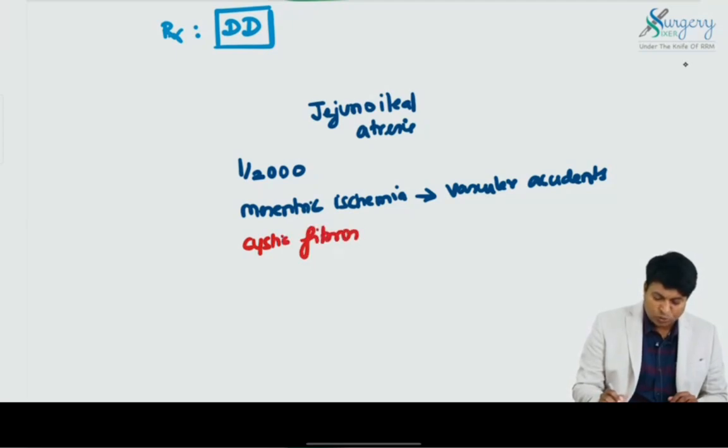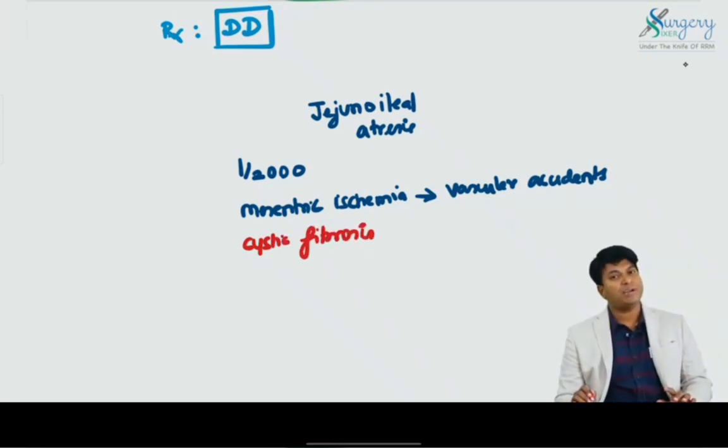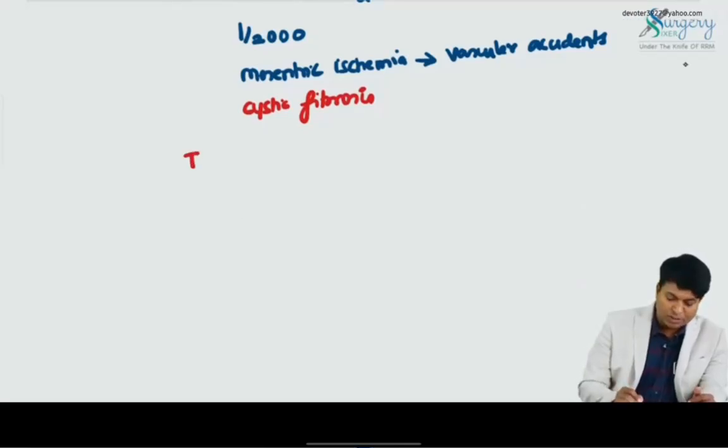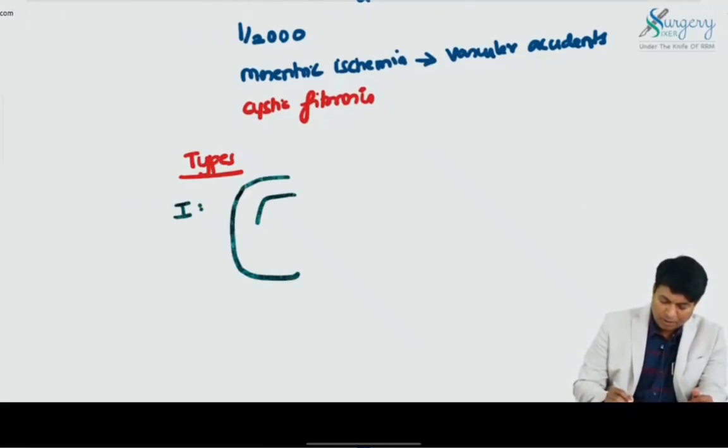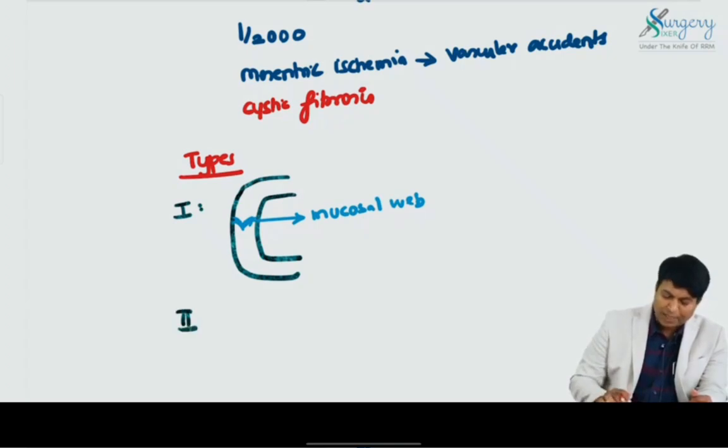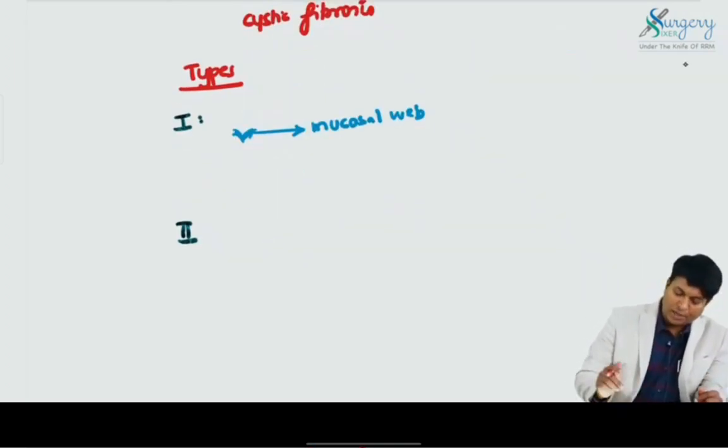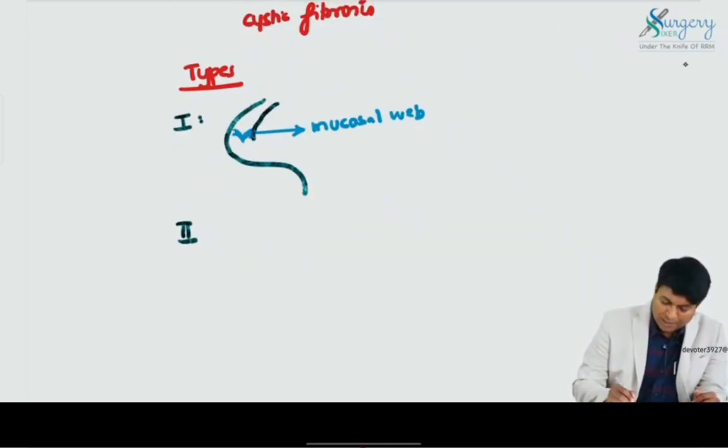So duodenal atresia is associated with Down syndrome. Jejunal atresia is associated with cystic fibrosis. Please don't forget that. The types of jejunal atresia: type 1 is a mucosal web. So on the side, I'm drawing a small bubble. In this bubble, there is a mucosal web alone, which is type 1.